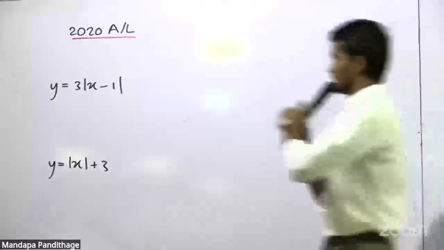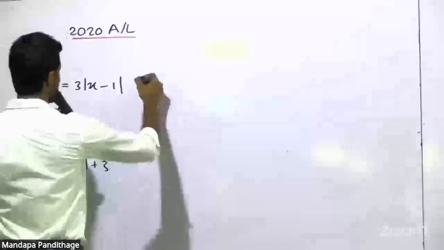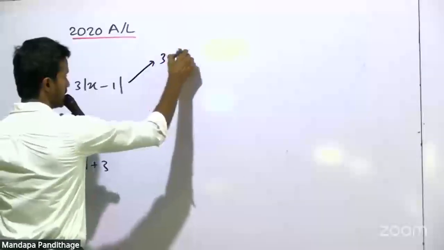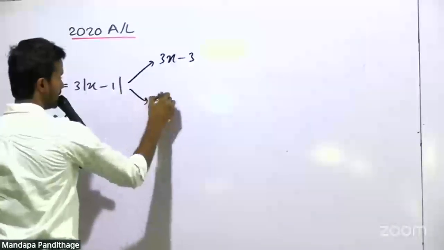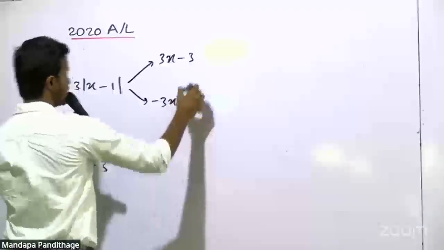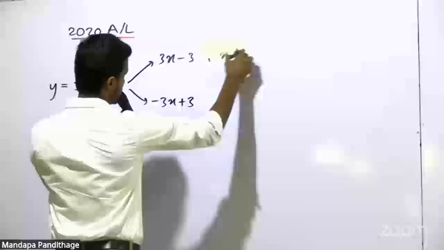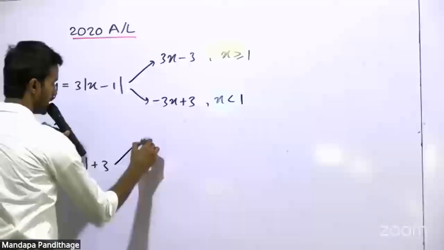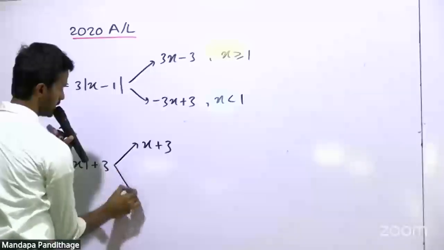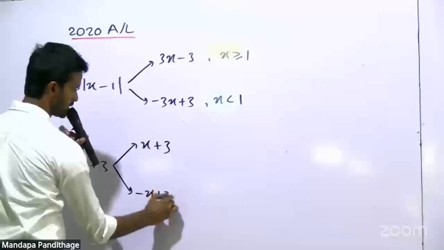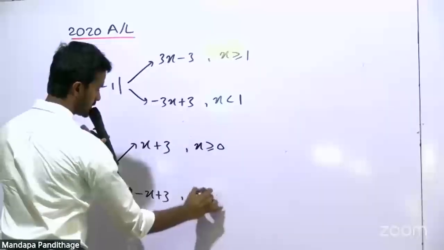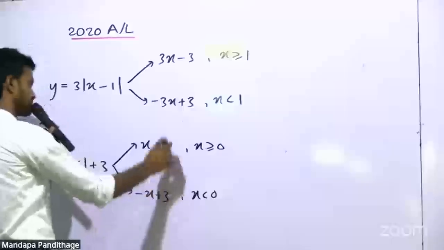So when you consider these two modulus graphs, now you know how to sketch them directly. You get 3x minus 3 and minus 3x plus 3. This is when x is greater or equal to 1. This is when x is less than 1. And here you get x plus 3 and minus x plus 3, when x is greater or equal to 0, and here when x is less than 0.